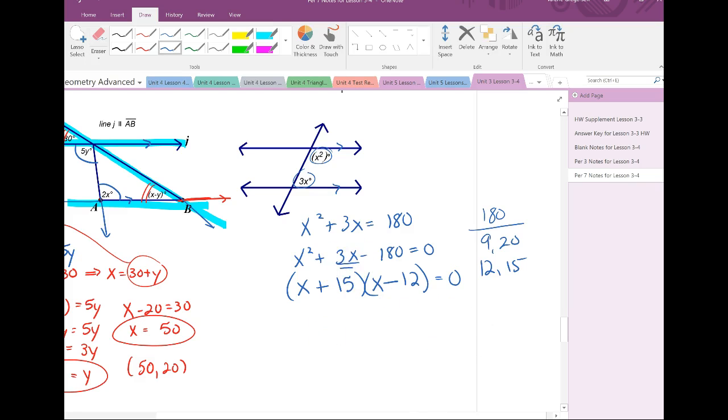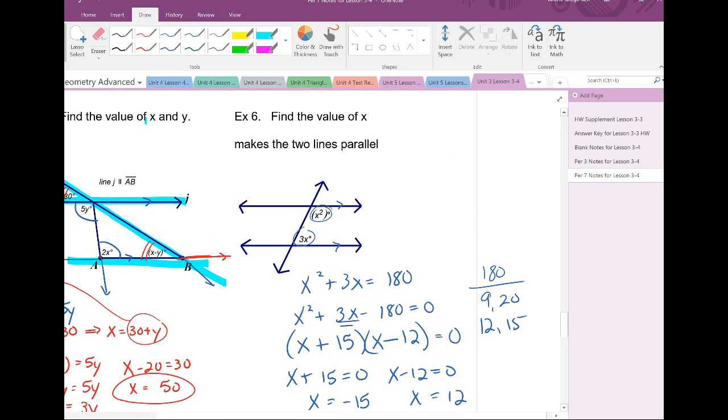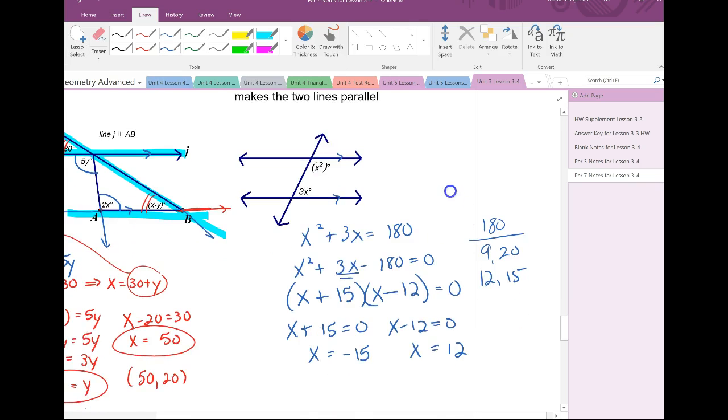Then we set them both equal to 0. So x plus 15 is equal to 0, and x minus 12 is equal to 0. So I get x is equal to negative 15, and x is equal to positive 12. Now, again, context of the problem, x has to work in my problem. So that's one thing with geometry problems: I've got to go and check my answers.